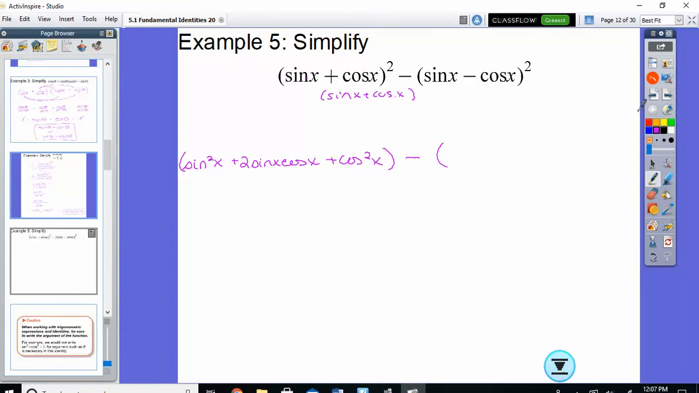Minus. We have to do the same thing here. So sine times sine, sine squared x, minus sine x cosine x, and minus sine x cosine x would be minus 2 sine x cosine x. Negative cosine, negative cosine is a positive cosine squared.